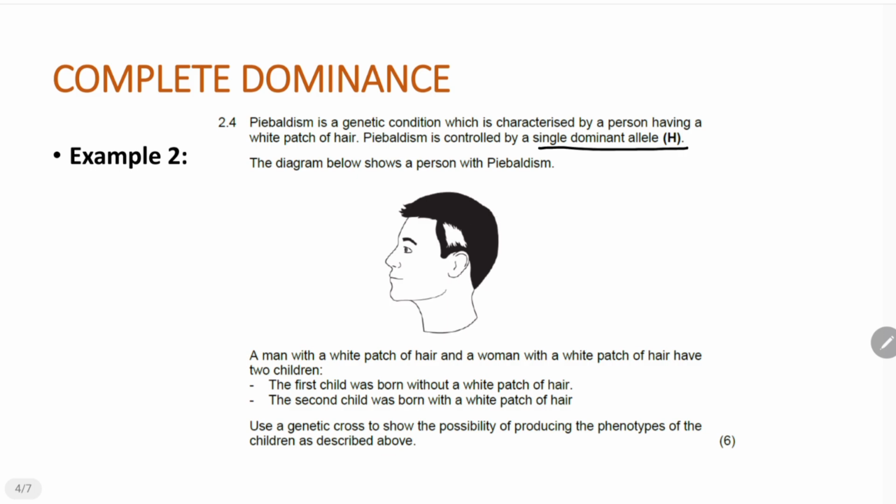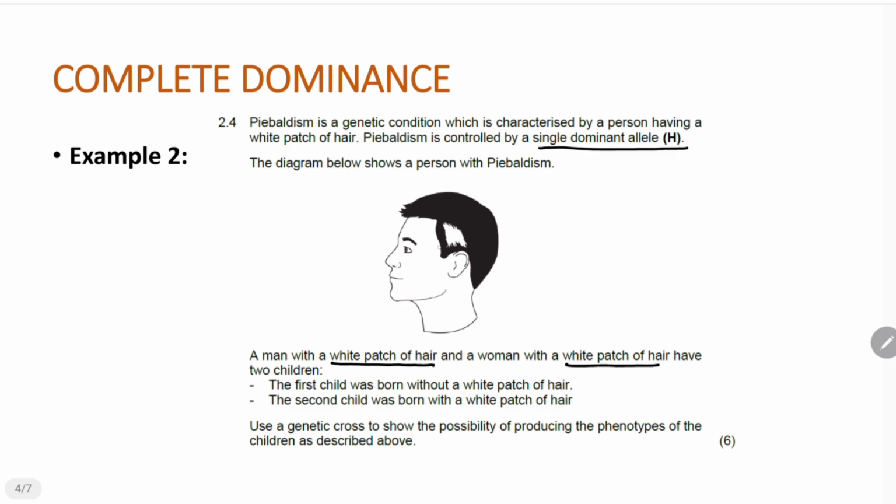Okay, let's continue. The diagram below shows a person with piebaldism. So that's how you're going to look. A man with a white patch of hair. So this is the man. The man has got a white patch of hair. So this man has got piebaldism. And a woman with a white patch of hair. So both the man and the woman have got this white patch of hair, right? So this couple, they said that they have got 2 children. The first child was born without a white patch of hair, and the second child was born with a white patch of hair. Now this is very interesting.